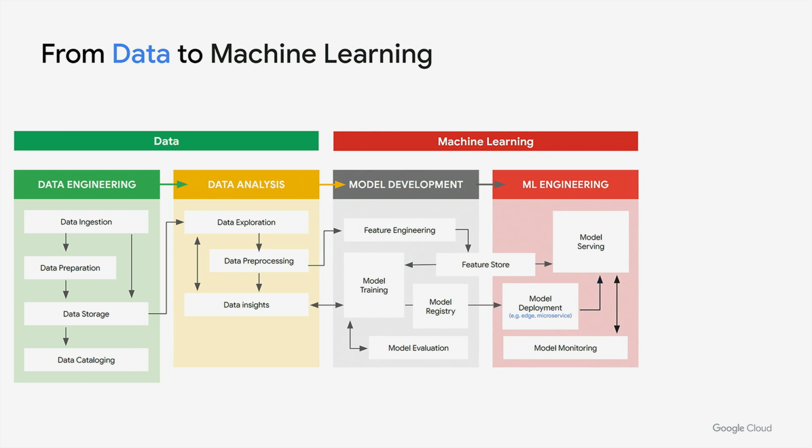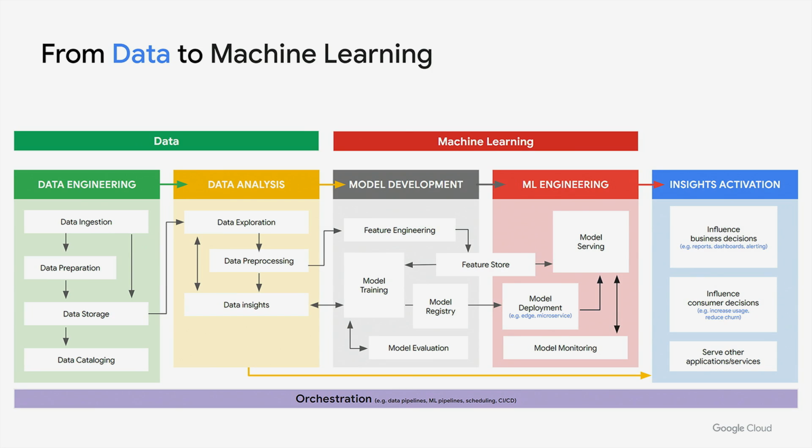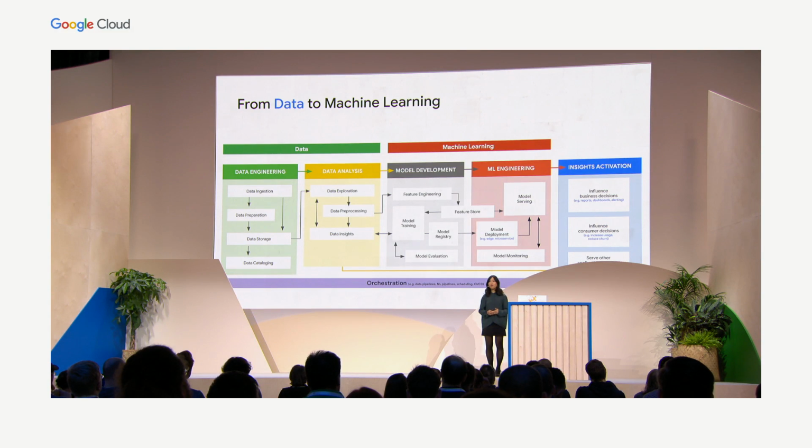First, you have the model development step, where you do feature engineering, model training, register your models in a model registry, and some type of model evaluation. And then you do ML engineering with model serving, model deployment, and model monitoring, with feature store in between. And finally, you have insights activation, where you could use your learnings from your machine learning and data analysis to influence business decisions, customer decisions, and serve downstream applications. We've also added the horizontal component of orchestration, so you could automate your ML pipelines and data pipelines with CI/CD.